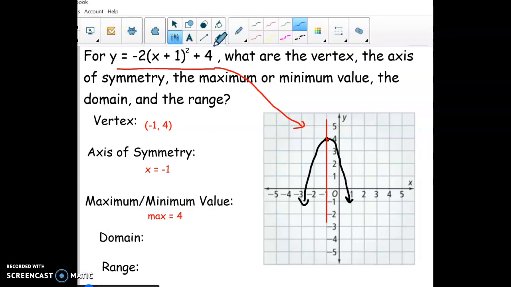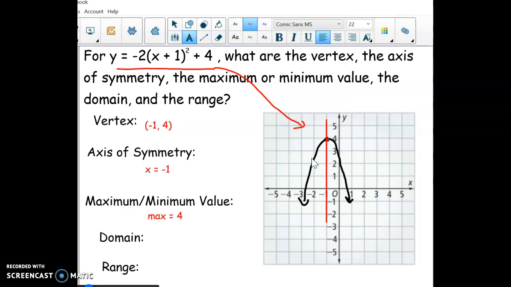Domain is what is possible for x, and for this one, and most parabolas, it goes forever in each direction on the x-axis. Right, x can be any of these negative numbers or any of these positives. So we say that's all real numbers.